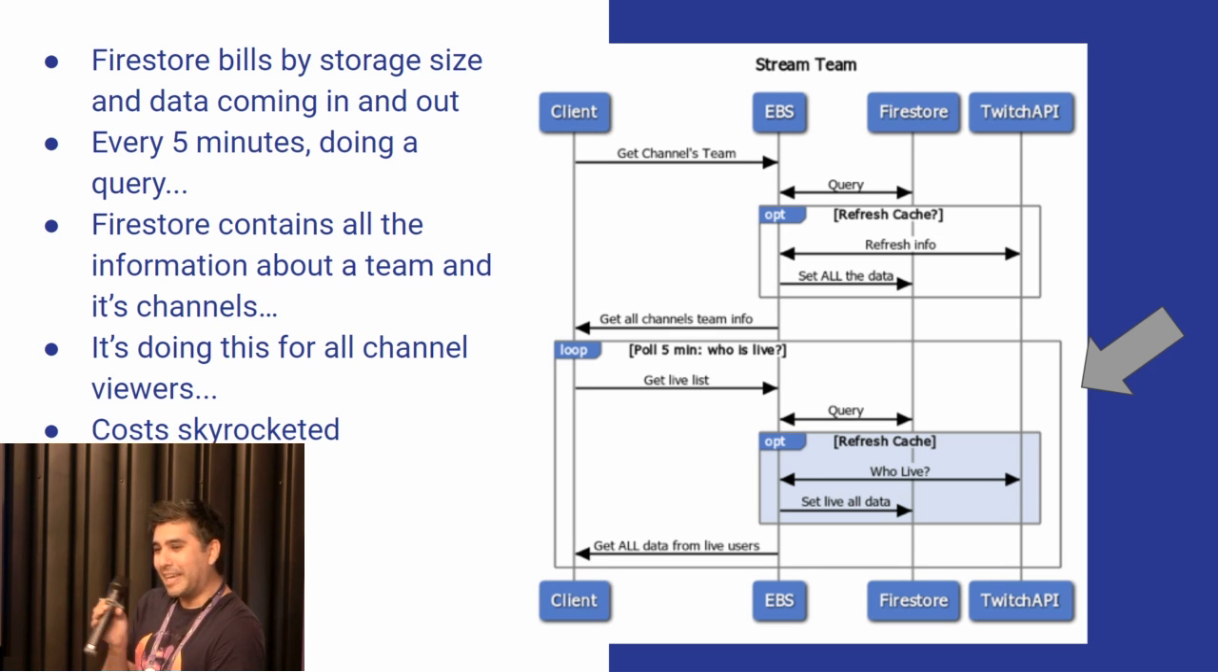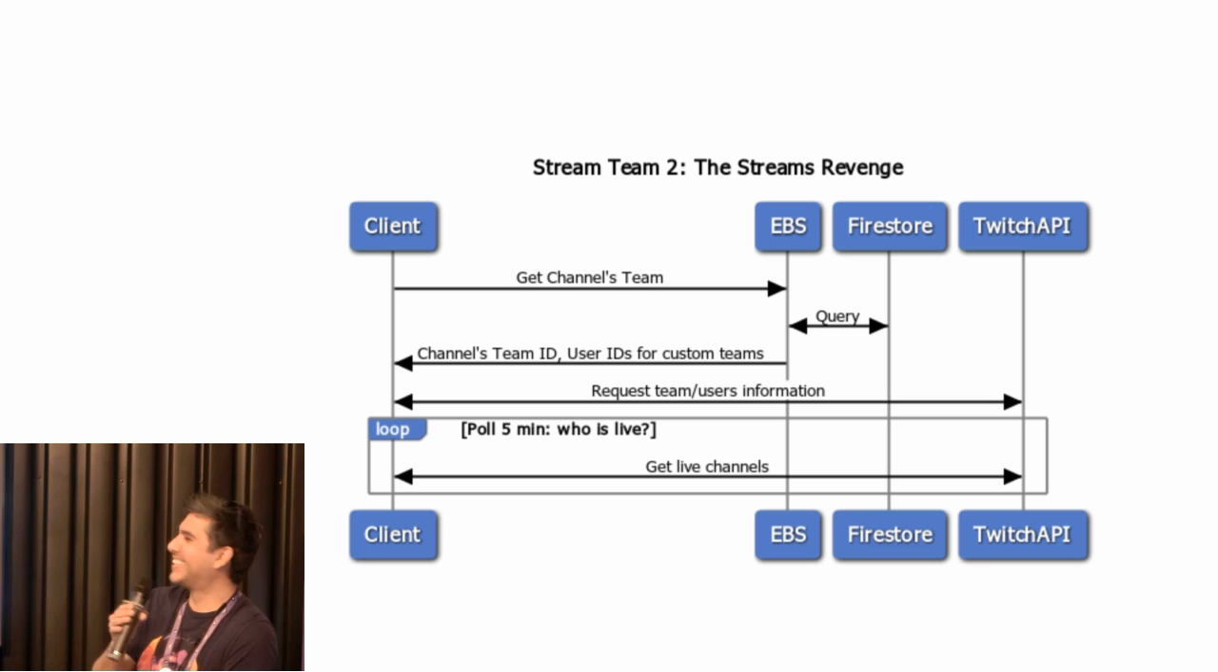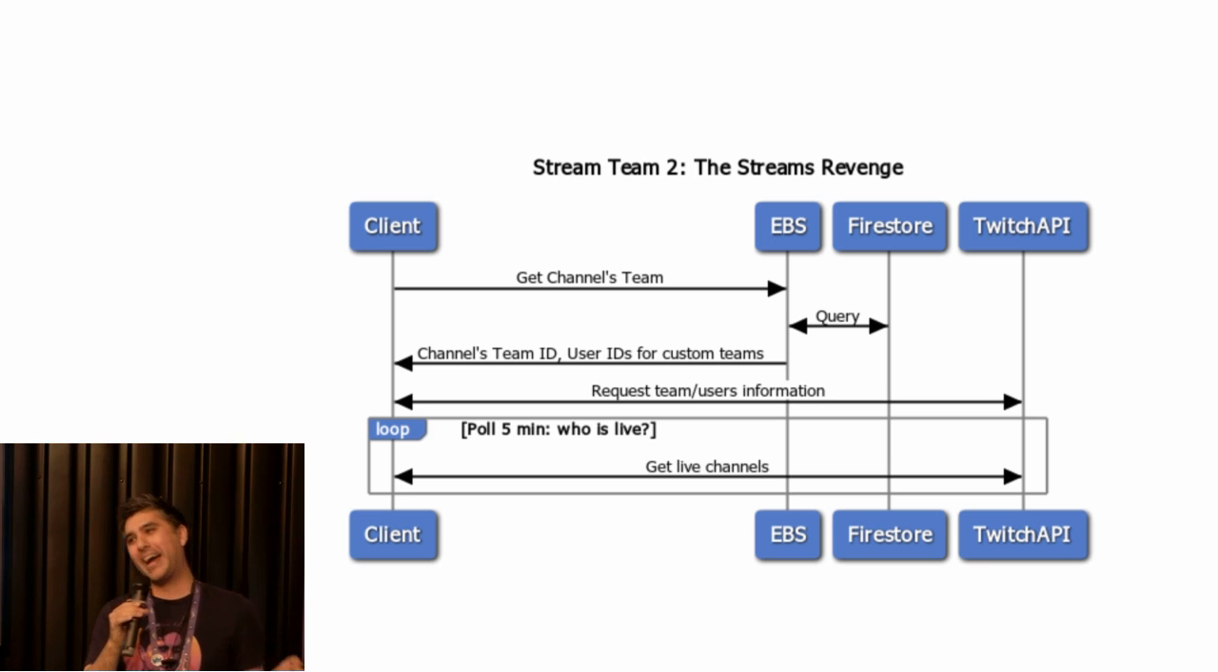Needless to say, once I implemented this, costs skyrocketed. And so I immediately turned this off. Whenever a polling request came through, I just returned a 200 saying, hey, yeah, it worked. So I came back and thought, okay, we need to work on a 2.0.